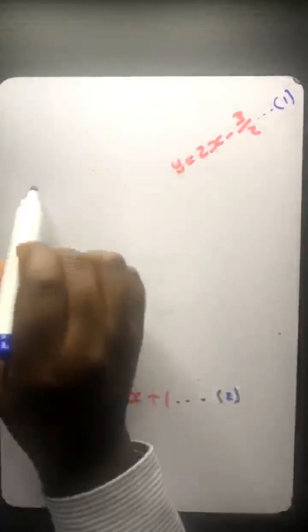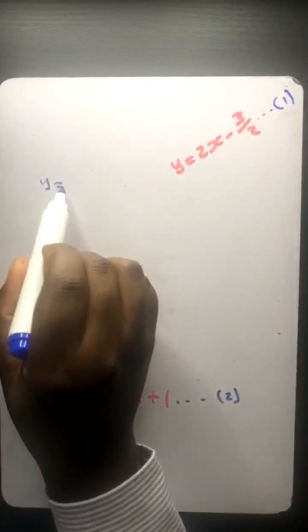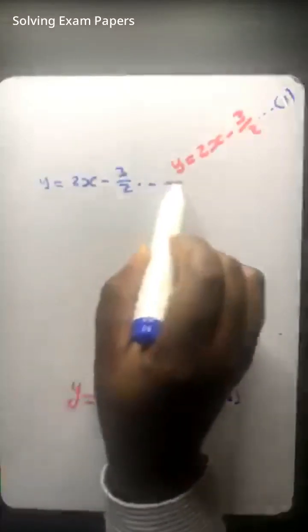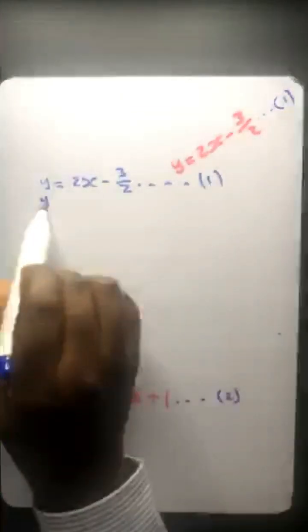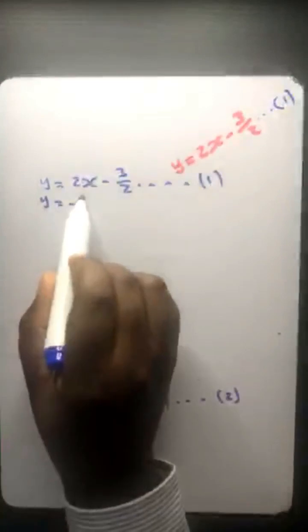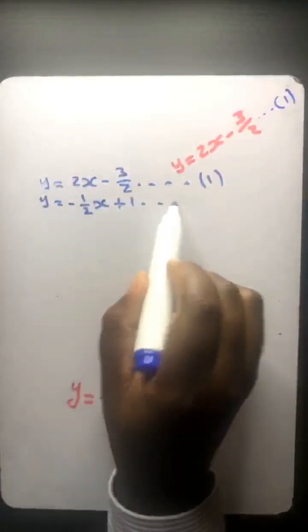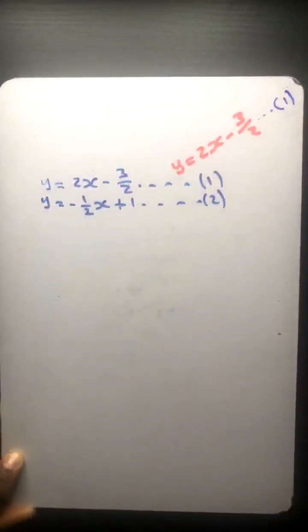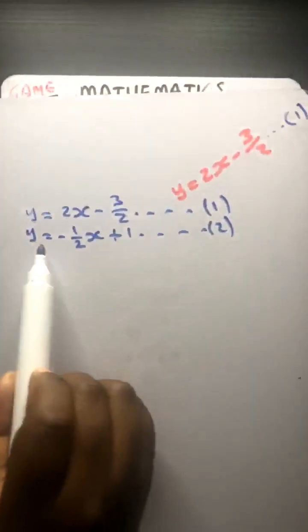So let's see, you are having y which is equals to 2x minus 3 over 2 as your equation number 1. Then this one being y, it's equals to negative 1 over 2x plus 1. You are having that as your equation number 2. So I wasn't guessing.